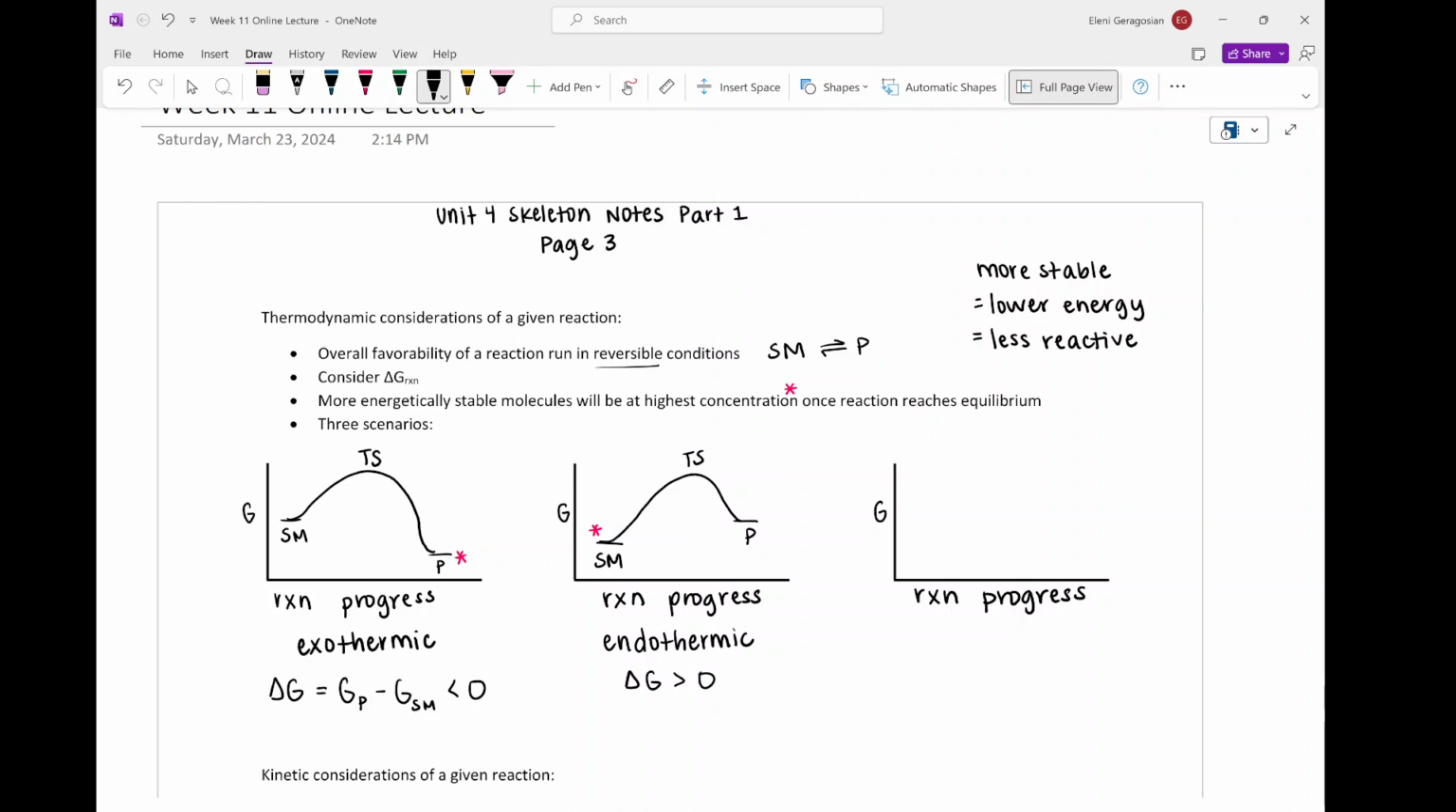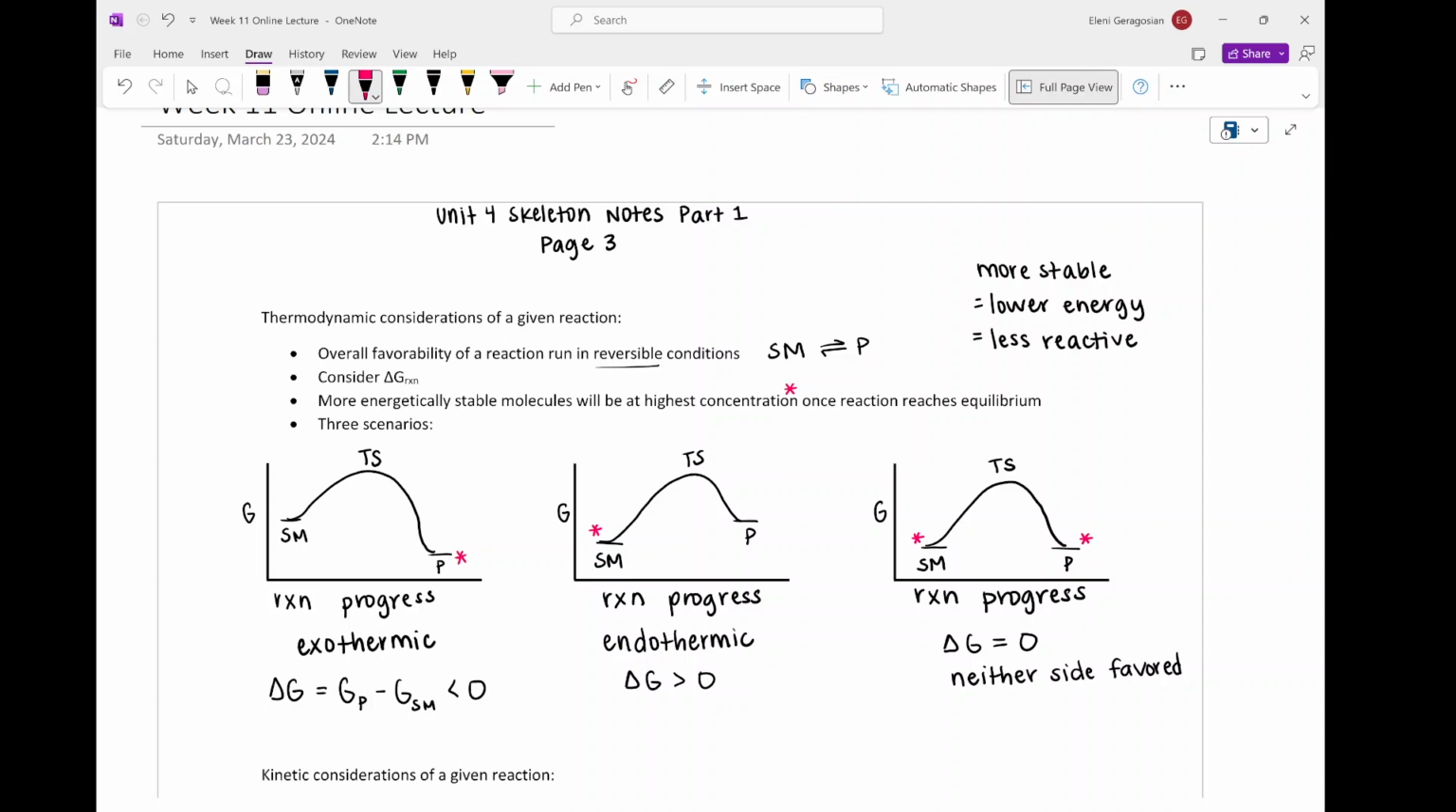Then the last possibility, which is quite rare, but still possible, is when the starting material and the product are at equal energy. So in this case, the delta G of the reaction is equal to 0. Neither side is favored, so it's not endothermic, not exothermic. And by side, I mean the reactant side, so the reactants or the products. So at equilibrium, starting material and product would be in equal concentration.